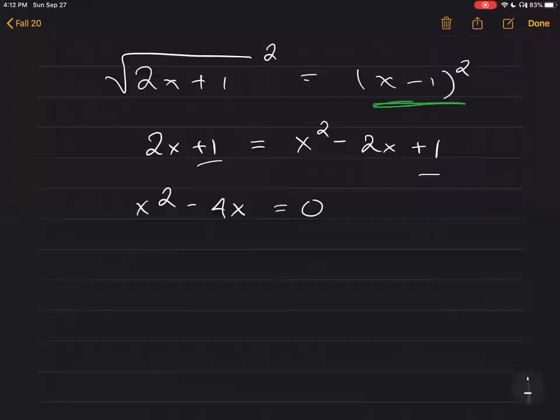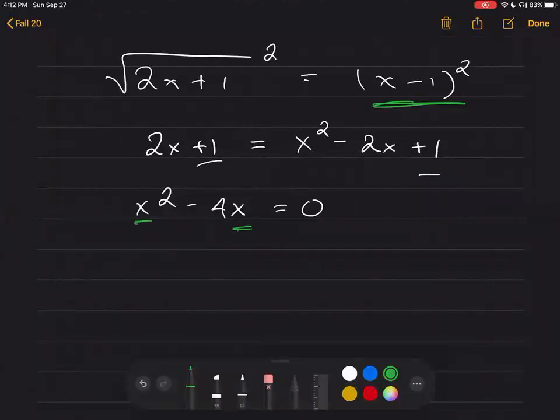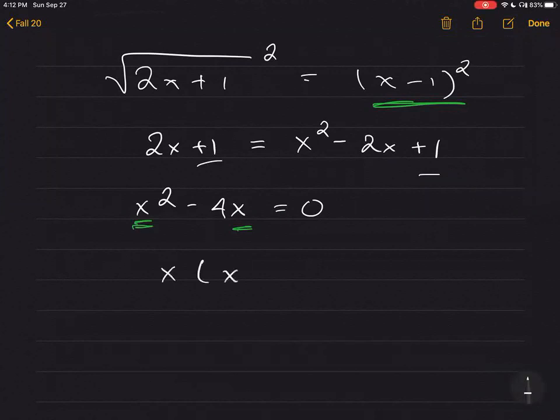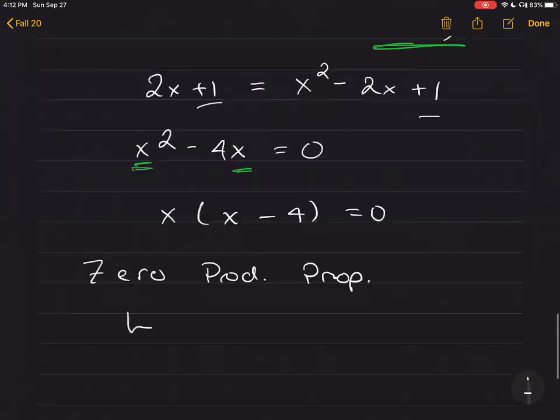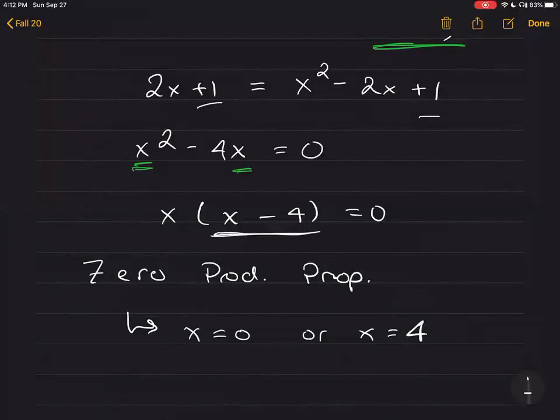And then I'll pull a factor of x out, right? Because we've got one copy of x here and two copies of x here. So I'm going to pull a factor of x out, so I get x times (x minus 4) equals 0. And then applying the zero product property, that gives me that x equals 0 or x equals 4, right? The x equals 4 came from this equaling 0.